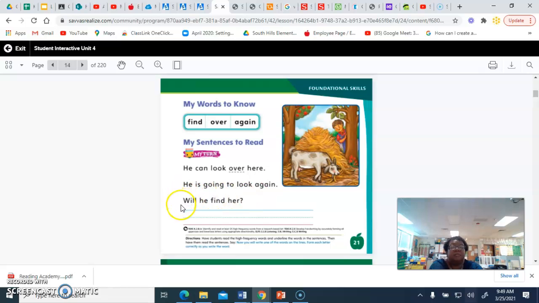Then our last sentence, will he find her? And there's a question mark, so it's asking a question. So what word do we have in our words to know box? And our word is find. So go ahead and draw a line under the word find. And then you're going to practice writing the sentence here on the line. So go ahead and write, will he find her? And write it on the line.